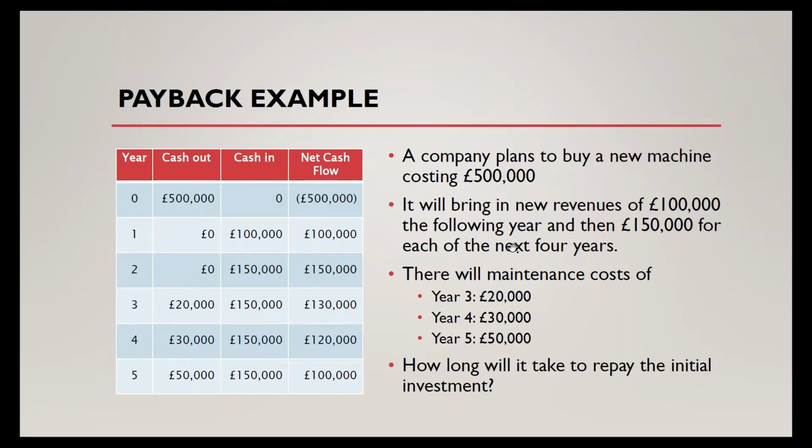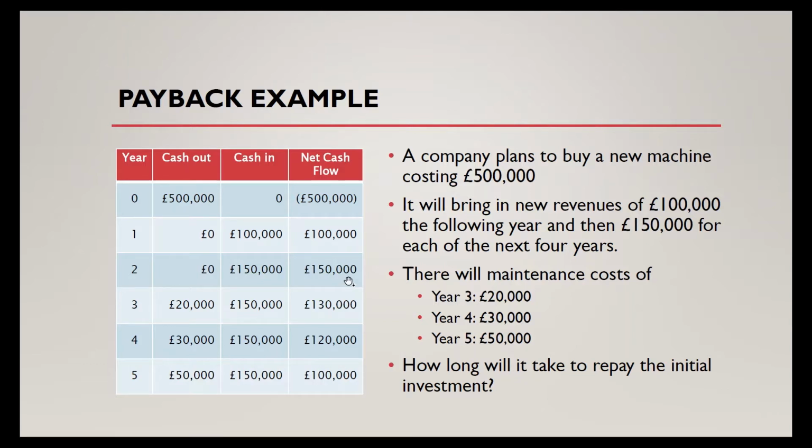Similarly, for year 2, we see the following year will generate £150,000. So cash in for year 2 is 150,000. Again, from the question, there is no maintenance cost in year 2, so cash out is £0. So if we do 150 minus 0, then the net cash flow that we get is £150,000 in year 2.